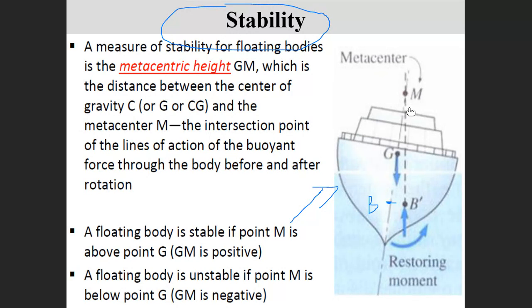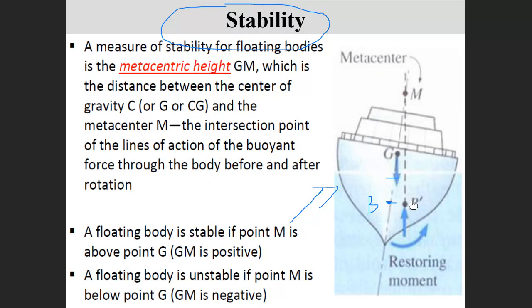Now, depending on whether the metacenter point is far from the center of gravity, close to the center of gravity, or below the center of gravity, there are three scenarios. If M, the metacenter, is far away from the center of gravity, even if the ship tilts left or right, you can restore it by a restoring moment. That is to say, you can turn the ship, the way we turn the cars.